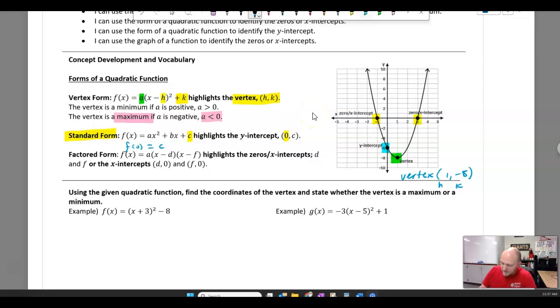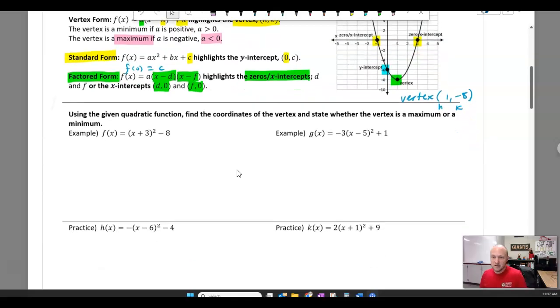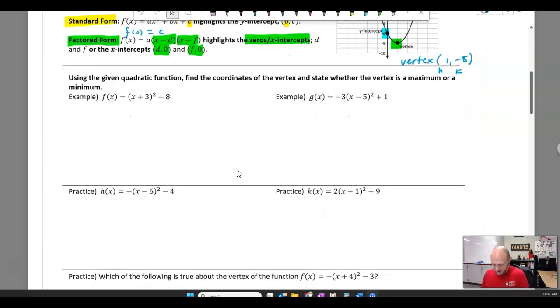And then lastly, factored form. Factored form is the best for finding the zeros because if it's factored, I can just set each of these factors equal to 0 and then I can solve. So a factor of x minus d would give us the zero of d, and x minus f would give us a zero of f. Okay, and we'll kind of see that here. So that's the concept and the idea. Let's jump into some practice problems.